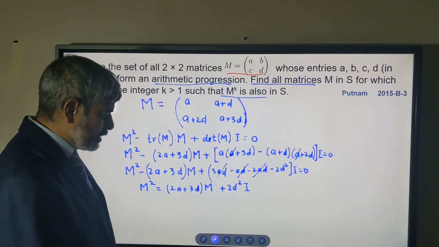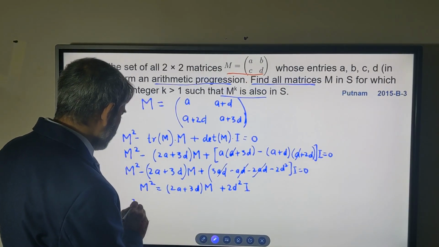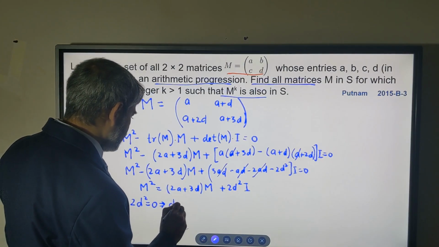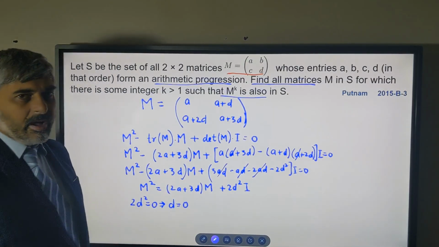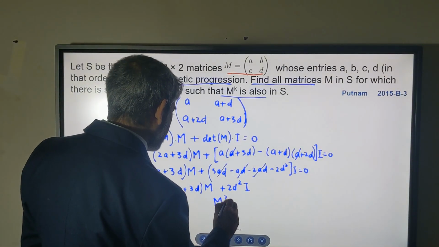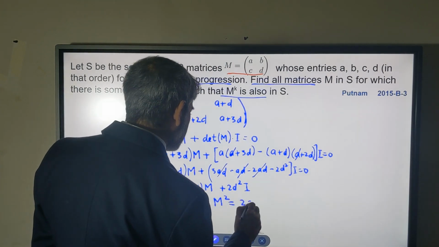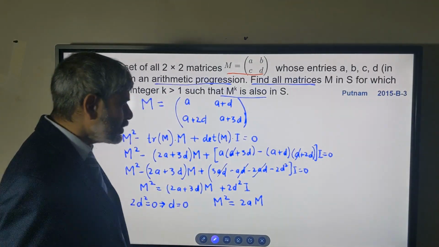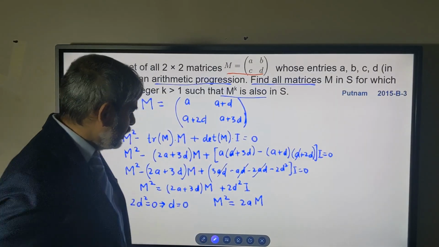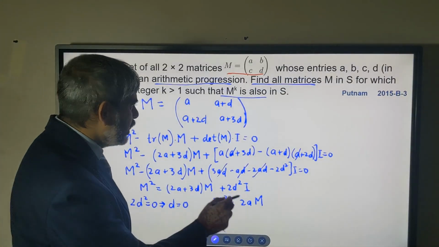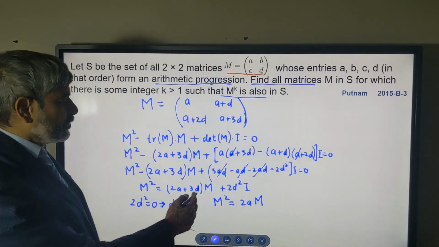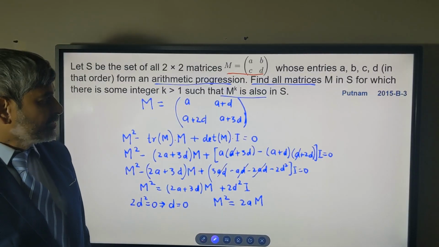So with that process, what if 2d square is equal to 0, which means that this common difference d is equal to 0. Under such condition, we can express M square as 2a times of M, and because M has elements in arithmetic progression, 2a plus 3d, 2a, if you multiply this one, then M square will also be in arithmetic progression.